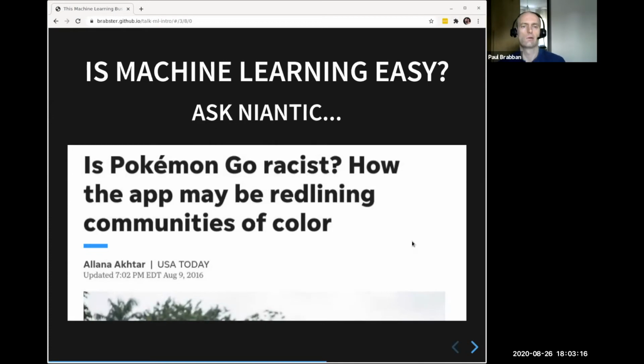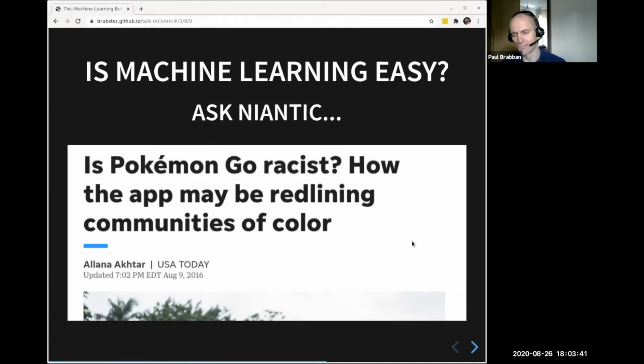What people were finding was that in affluent areas, there were lots of these artifacts in the world. You could go out your front door and very quickly find all these things and progress in the game. But if you were in less affluent areas, which, in this American article, tended to be communities of color, you'd go outside your front door and there was nothing at all, really sparse for these artifacts.